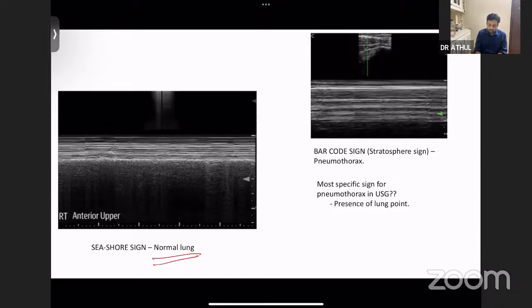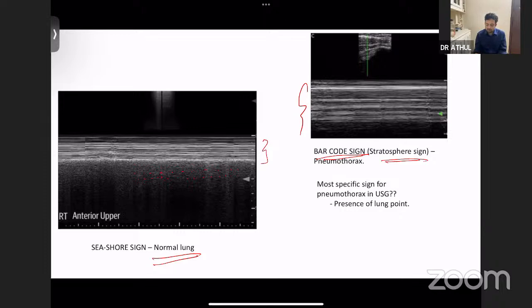Because of the normal lung and its sliding, we are seeing multiple granularity like this. That is why it is known as the seashore sign, just like the sand on the shore of the sea. And in a non-sliding lung, when the lung is not sliding, all parts of the lung will be stationary like this, and you will only see the barcode or stratosphere sign.